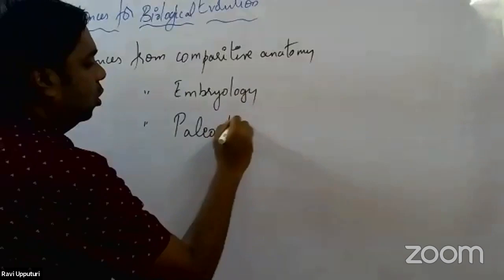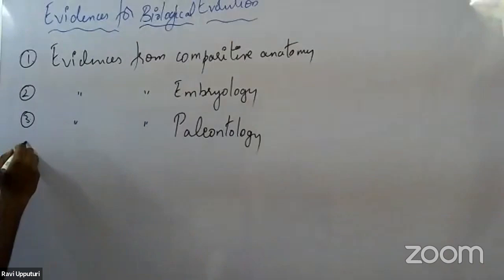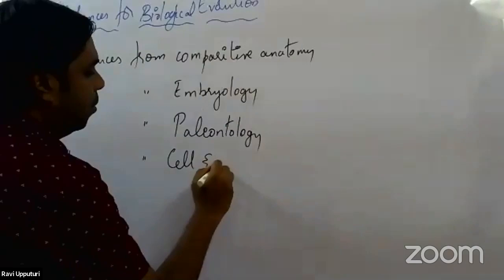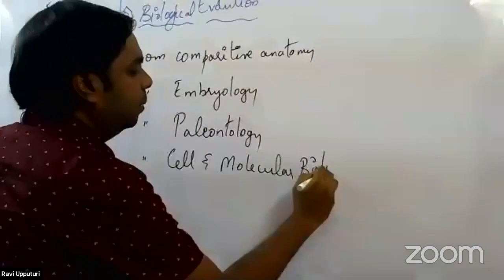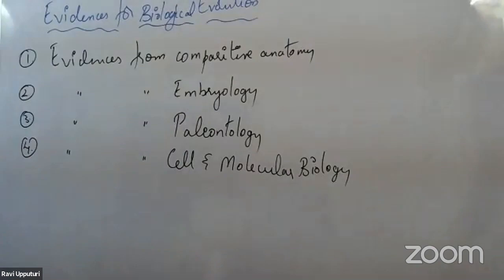Paleontology, right? So evidences from paleontology. And the fourth evidence we'll be studying is evidences from cell and molecular biology. So these are the four different types of evidences we'll be taking up in this particular session.